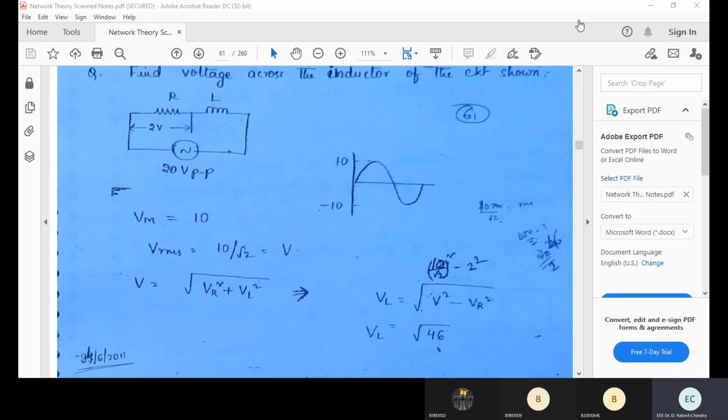Understood, sir. Okay. The only thing you have to understand is whether the given value is a peak value, or maximum value, you can say in any way, or RMS value. If he does not mention anything, of course it is the RMS value. If it is the peak value, he will mention it. Peak to peak means it is the difference between the positive peak and the negative peak.